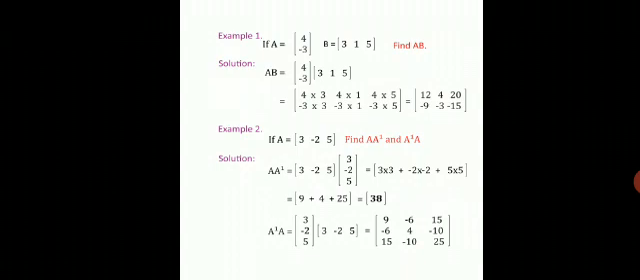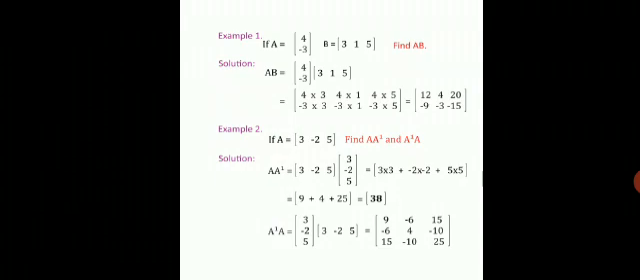We will see with the examples. First example, if A is equals to 4 minus 3, a column matrix which has an order of 2 rows and 1 column, and matrix B is given, that is equals to 3, 1, 5. It is a row matrix with 1 row and 3 columns. Find the product AB.